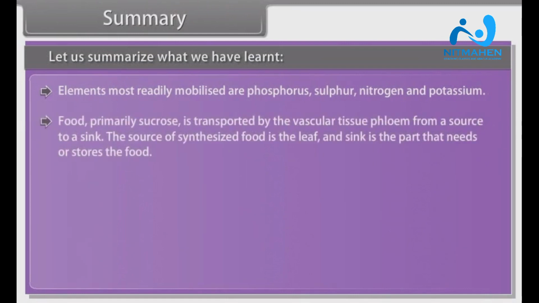Food, primarily sucrose, is transported by the vascular tissue phloem from a source to a sink. The source of synthesized food is the leaf, and the sink is the part that needs or stores the food.